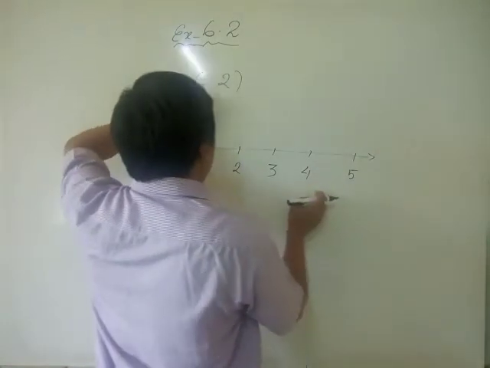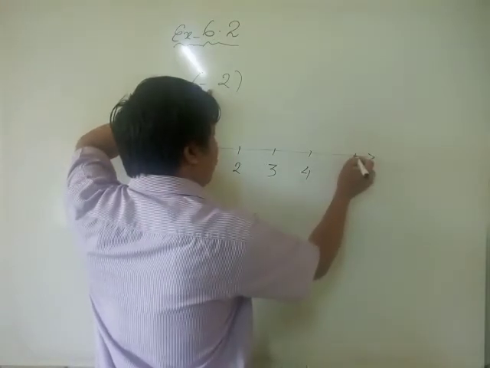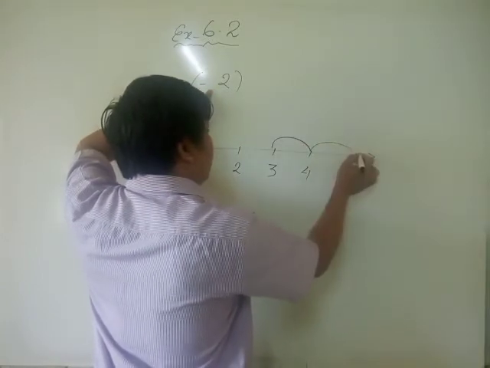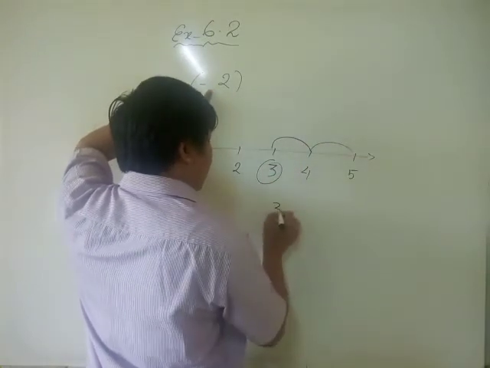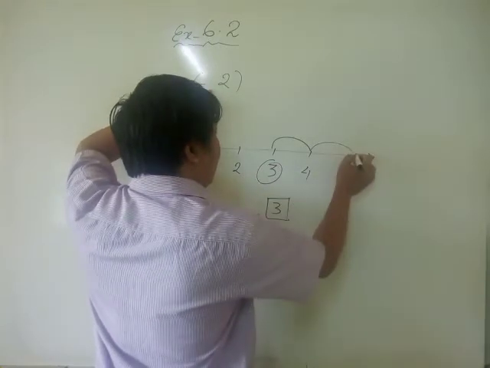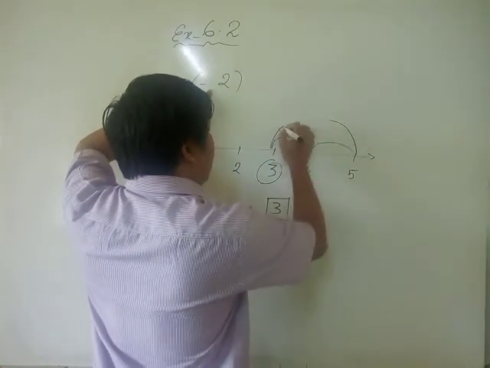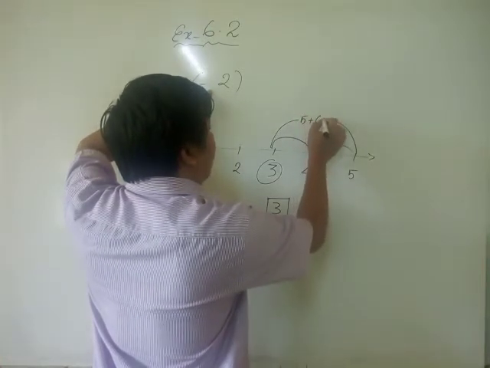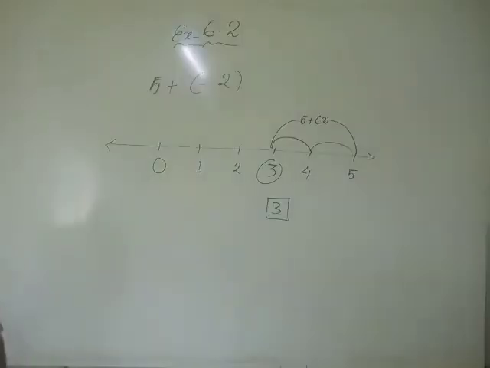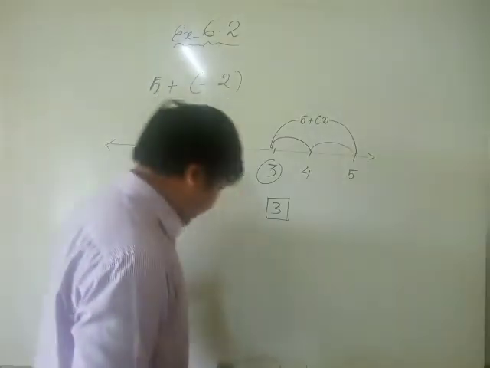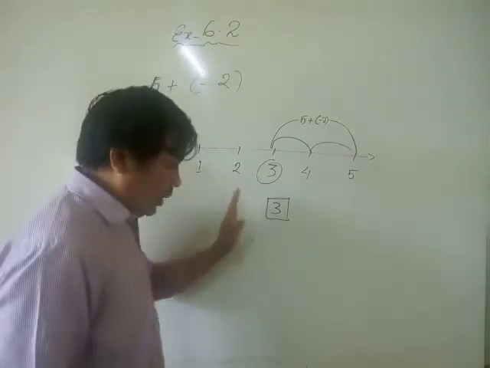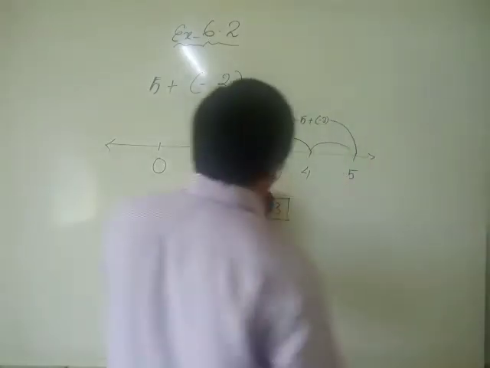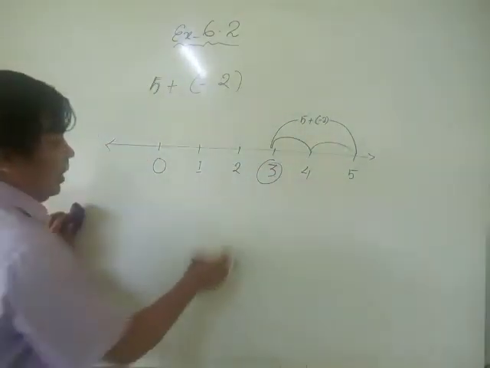How many points are there? Negative 2 points. So 1, 2, and here we get the answer 3. 3 is the answer now. Can you see this part? This part will represent the operation 5 plus minus 2. So the answer is 3. There is no need to write it here, just you saw this, that's enough. Okay, clear? And just round it.